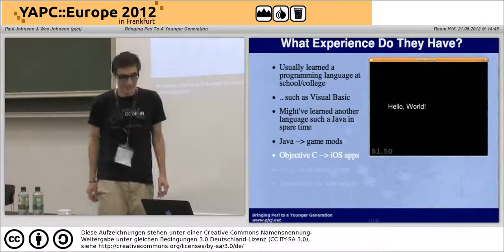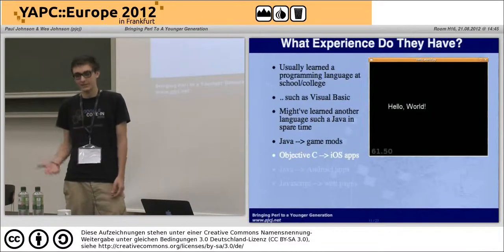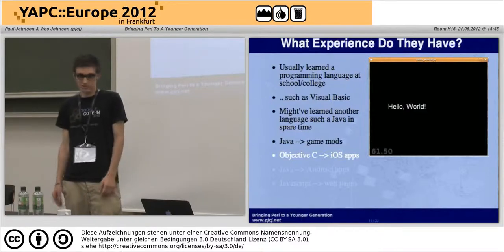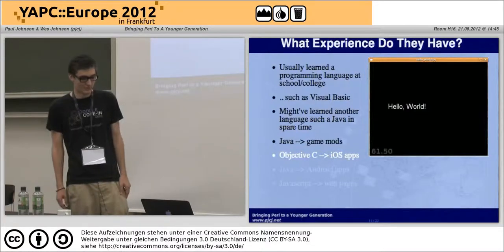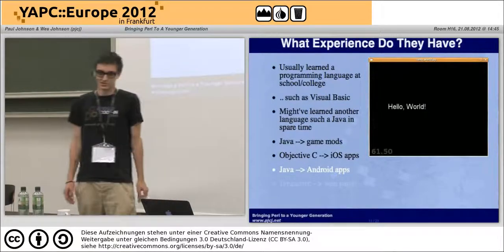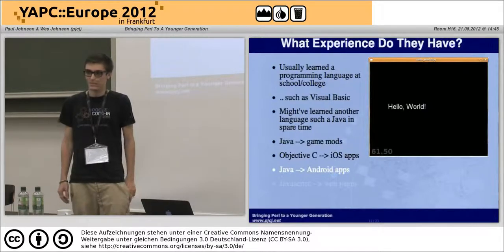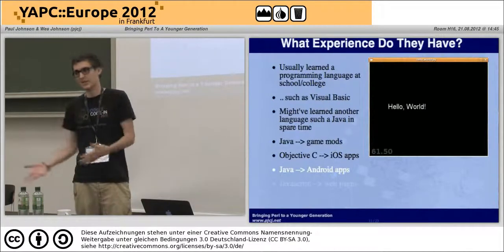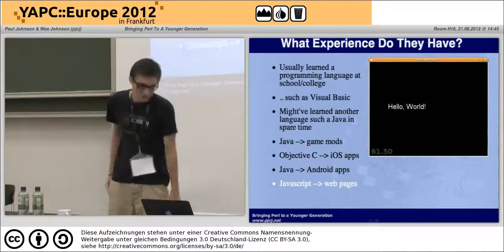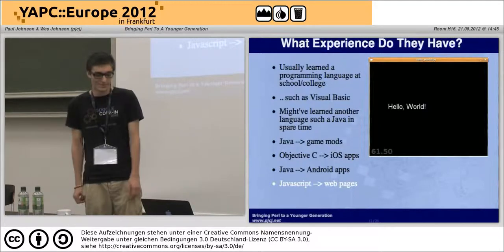A lot of people also learn Objective-C around my age, because when they talk about developing, it's mainly about mobile applications, and iOS being such a huge mobile platform, it's quite common. The same is for Android. Java is one of the main programming languages for Android, so people who want to develop for Android mainly just start learning Java. And the same for JavaScript for web pages. You can never have too many web pages.